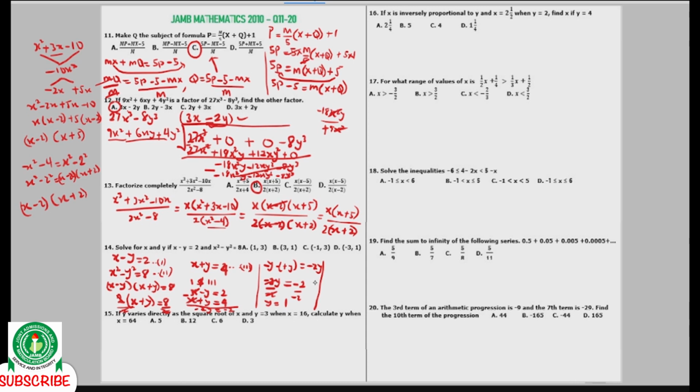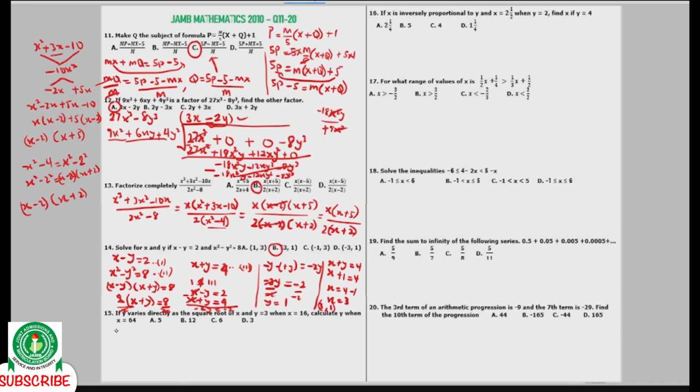Now let's consider equation 3: x plus y equal to 4. Now substitute for y. We have x plus 1 equal to 4, so x is equal to 4 minus 1, which is 3. So we have x to be 3 and y to be 1. So the answer is 3 comma 1, option B. Please go through it very carefully in order to see what I'm writing here.